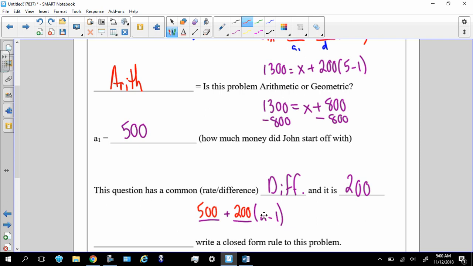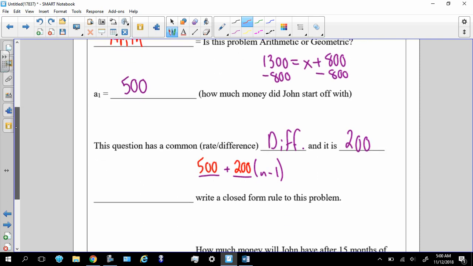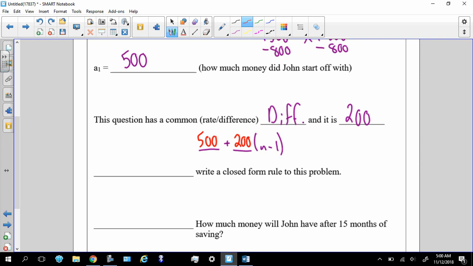Remember, you have to simplify this question. This is a simplifying question, so you have to simplify. Take 200. That ends up being, I'm going to write it down here, 500 plus 200 n minus 200. Remember, you're combining minus 200 and 500. You get 300 plus 200 n.